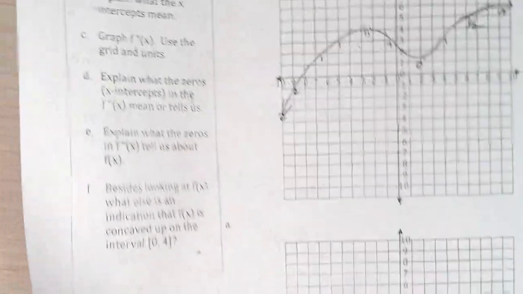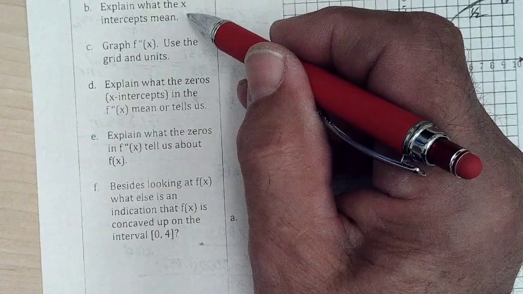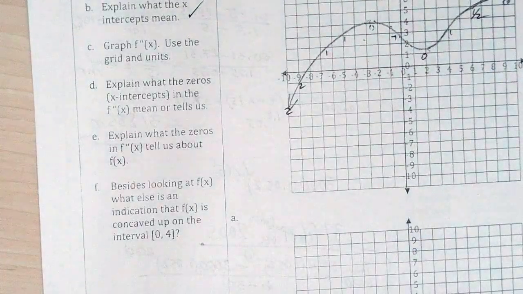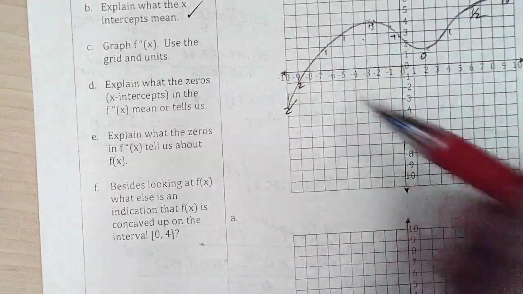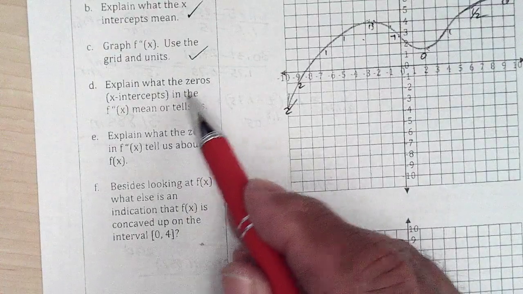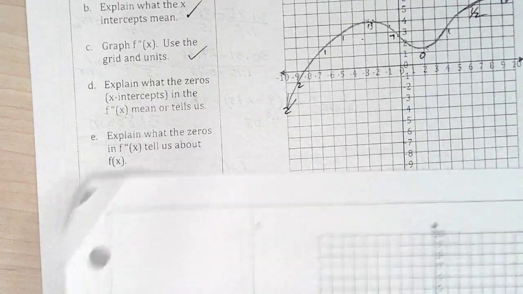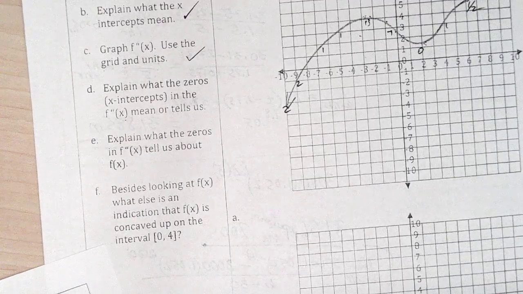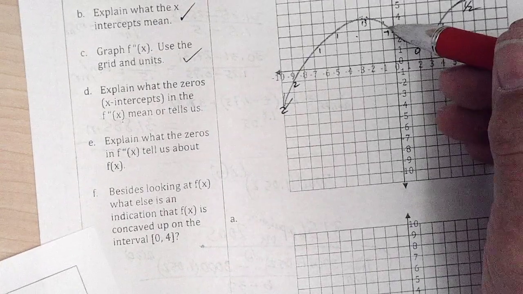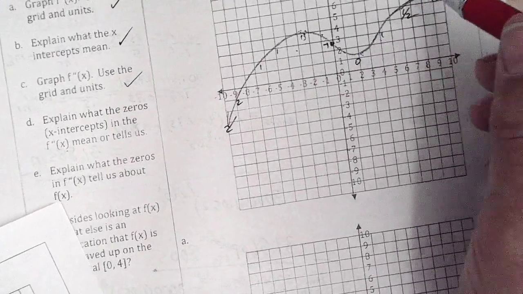Okay, so now let's answer the questions. Graph that. Explain what the x-intercepts mean. That means that the slope is 0 up here. Graph f double prime. We did that. Explain what the zeros in the x-intercepts in f double prime mean. That means that when this was 0, the slope of this derivative was 0, and the original graph's slope was 0 here, which means we had an inflection point on the original graph.